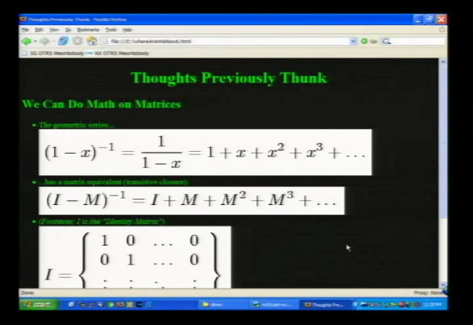If you have this polynomial 1 over 1 minus x, if you actually were to take a piece of paper and divide that out, you'd get 1 plus x plus x squared plus x cubed, and so on to infinity. You can do the same thing with matrices.